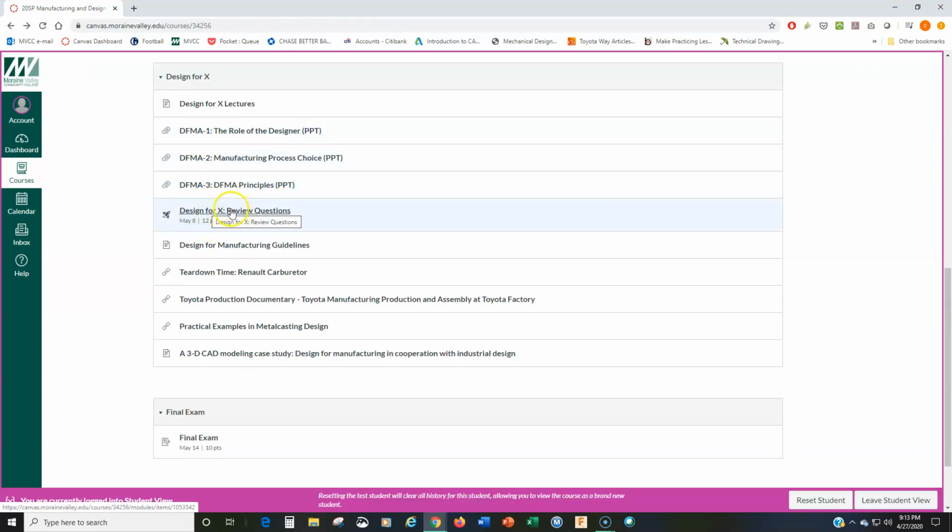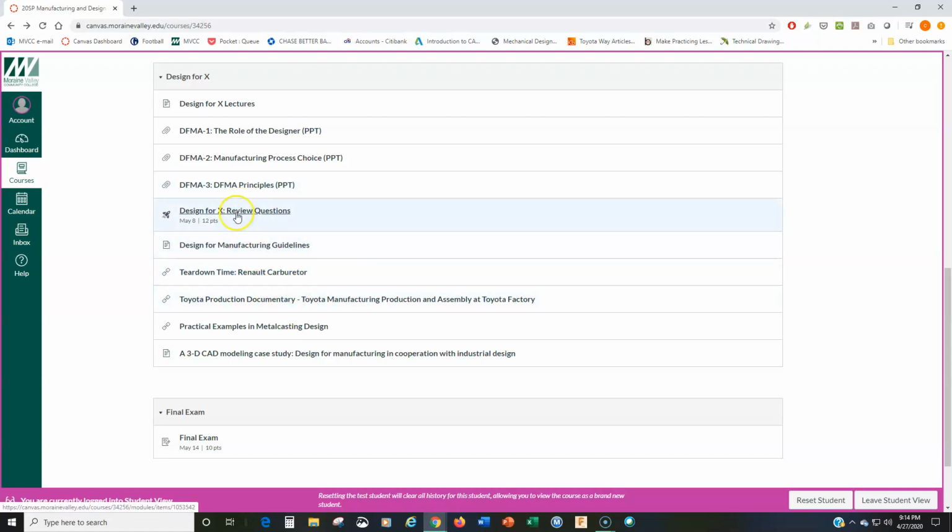The homework review questions are also out for the Design for X. This is the final module. Please note that this is not covered in your textbook, so really primarily you're going to be using the lectures, the PowerPoints for the material here, and anything that you find Googling on the topic.